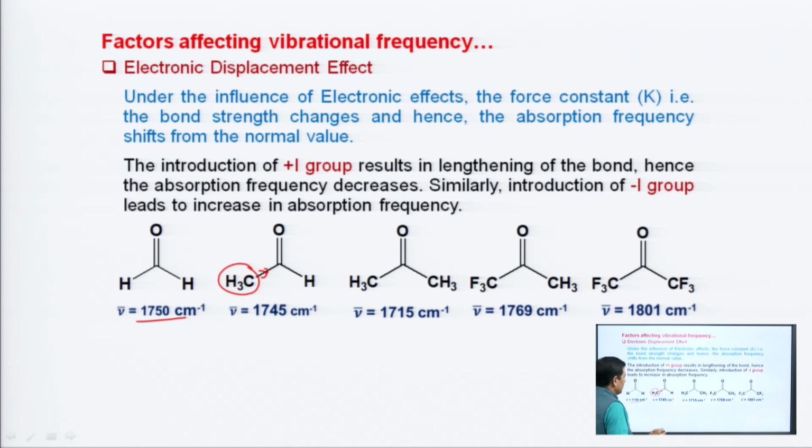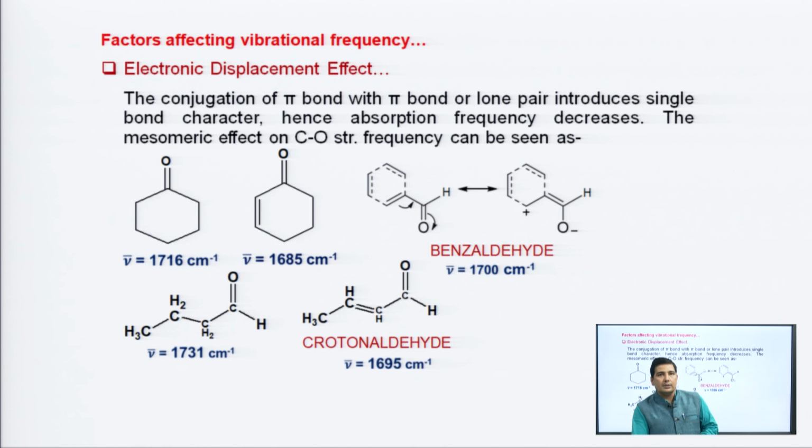The plus I group is making the bond electron density increase, so the fundamental vibration will be 1745, and with two methyl groups 1750. Again, with an electron withdrawing group, electron density is decreasing, and the frequency will be 1769 and so on. So plus I and minus I groups will affect it largely. Next is electronic displacement, meaning conjugation. The conjugation of a pi bond with a pi bond or lone pair introduces single bond character.